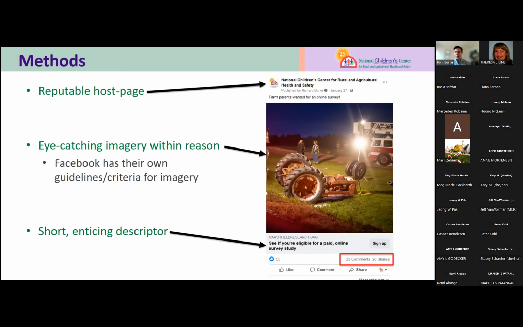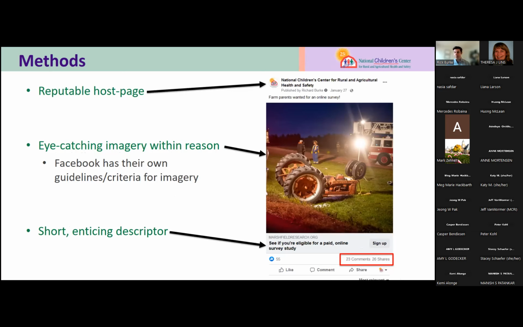And so a few things that we found helped a lot with these ads on Facebook was having a reputable host page, especially if you're advertising that you are paying people for anything. People might be wary that it's a scam of some sort, which are getting fairly common on Facebook, especially on Marketplace. So having a page that you can host it through that is already well established is very valuable in kind of assuaging some of those concerns.